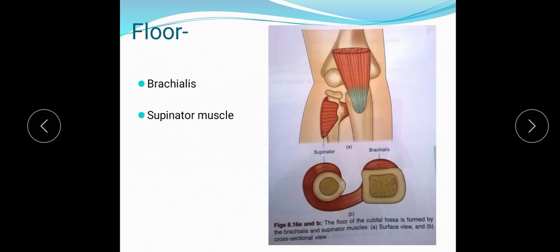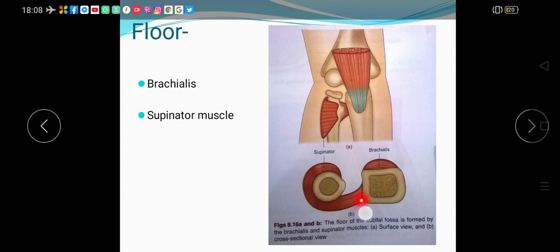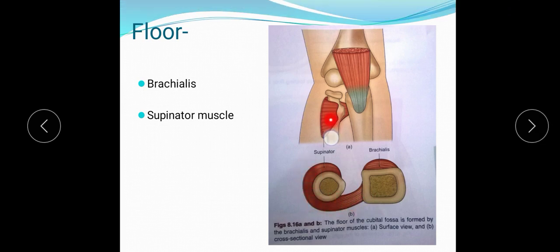Then the floor. The floor is formed by two muscles. First is the brachialis and the second is the supinator muscle. These two muscles form the floor of the cubital fossa.